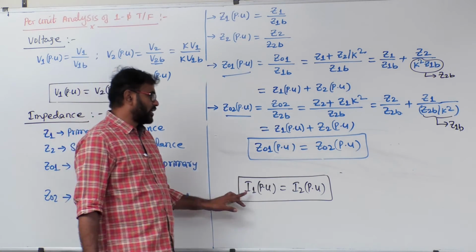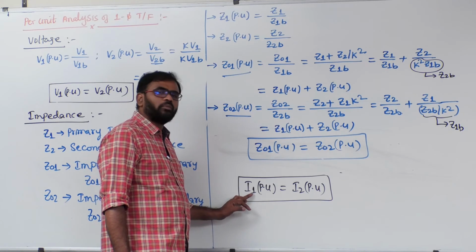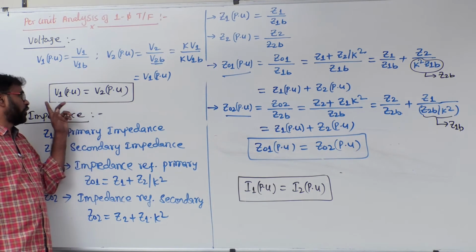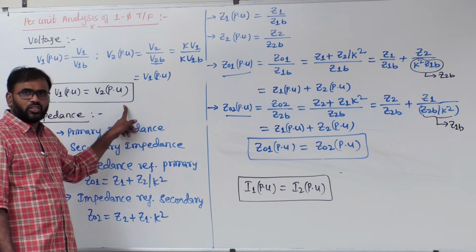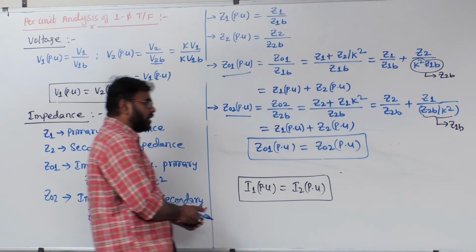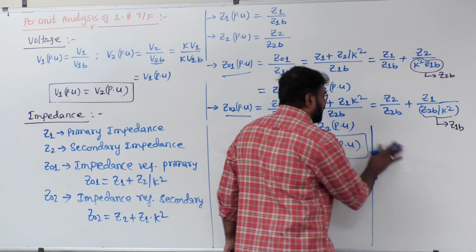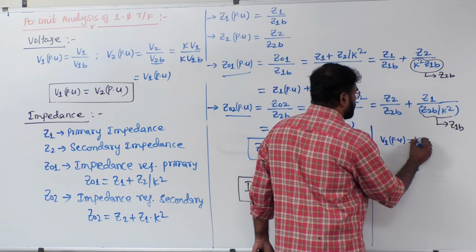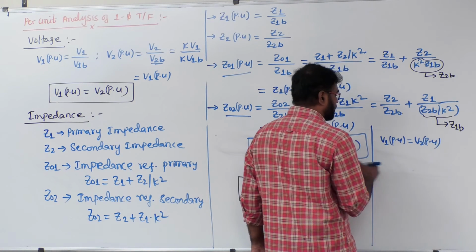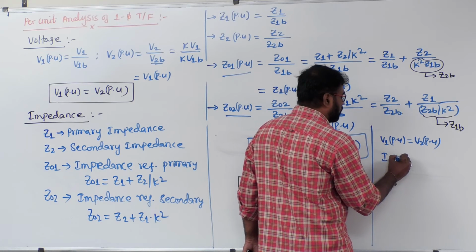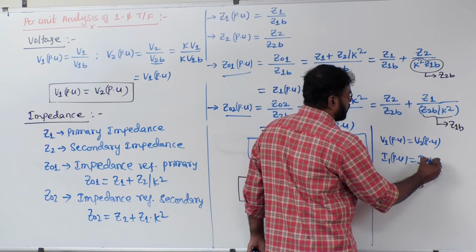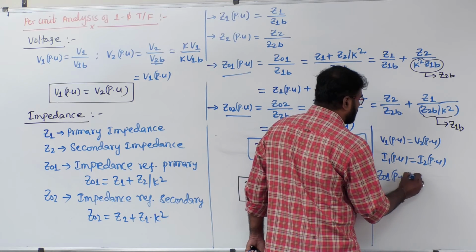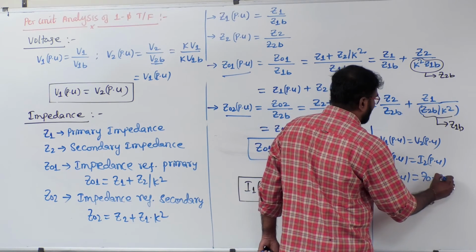Not only impedance, current also in per unit form in the primary and secondary are the same, and voltage also in per unit form in primary and secondary are the same. That means in case of a transformer, always V1 per unit equals V2 per unit, that is the final conclusion. And I1 per unit equals I2 per unit. And Z01 per unit equals Z02 per unit.